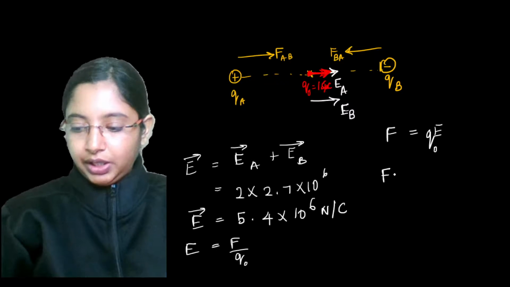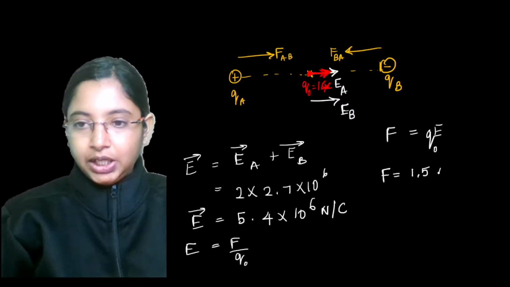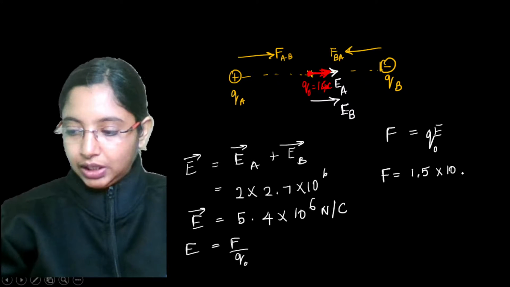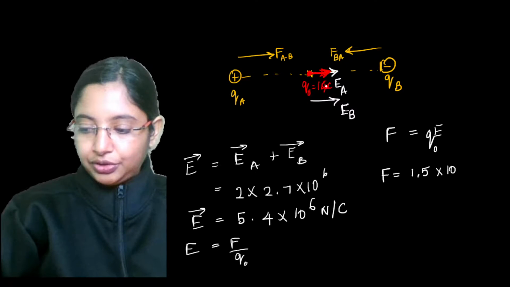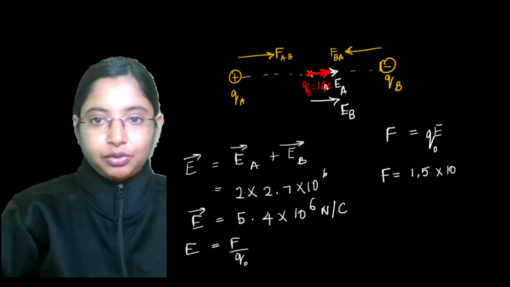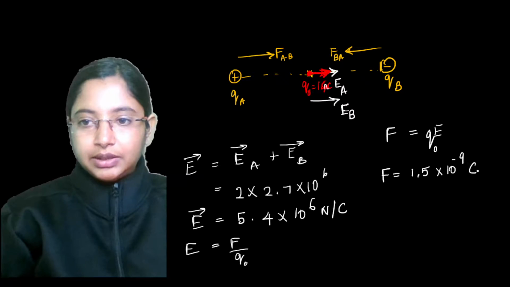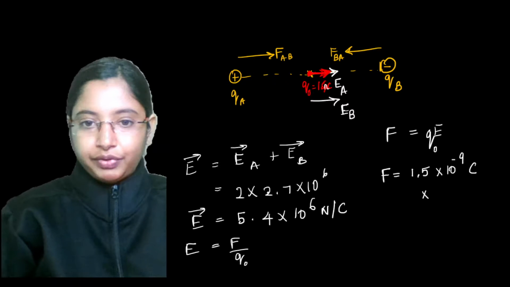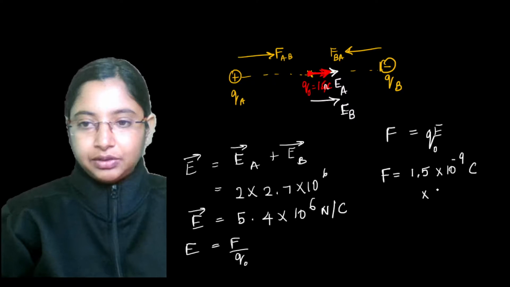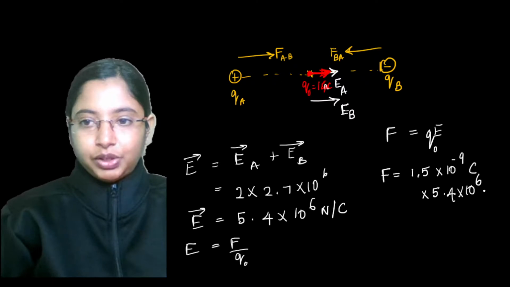So from here, if I write my force, what is the charge over here? The charge introduced is 1.5, let's say in this case not microcoulomb but nanocoulomb, so that will be around 10 to the power of minus 9 coulombs. That is multiplied by the electric field strength. We just saw the electric field strength at this point is 5.4 into 10 to the power of 6 Newton per Coulomb, right?